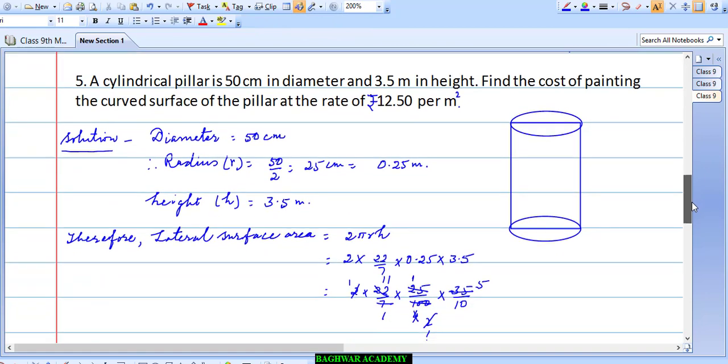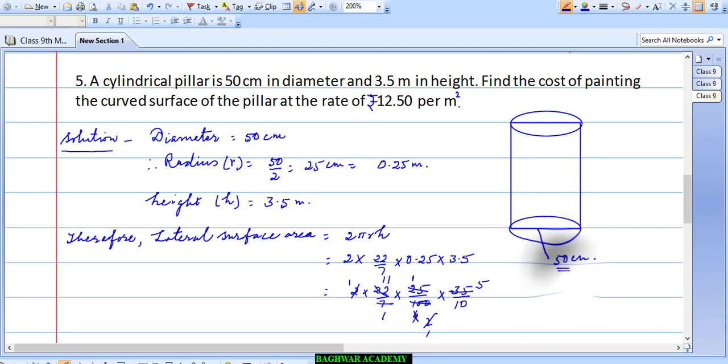Next question we have, question number 5. Similar question, so easy it is. A cylindrical pillar is 50 centimeter in diameter and 3.5 meter in height. Just try to understand. A cylindrical pillar is there in this shape, you can see, and the diameter of the pillar has been given. Suppose this is your diameter. So this is 50 centimeter.